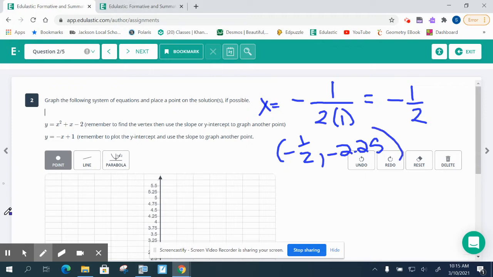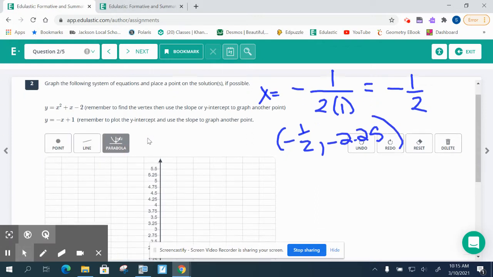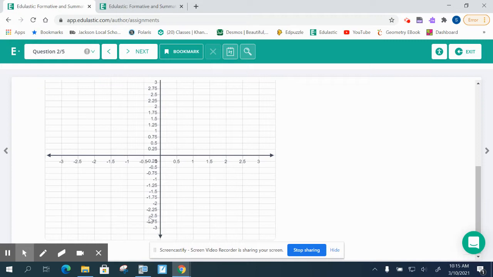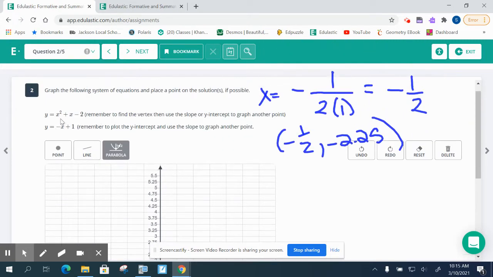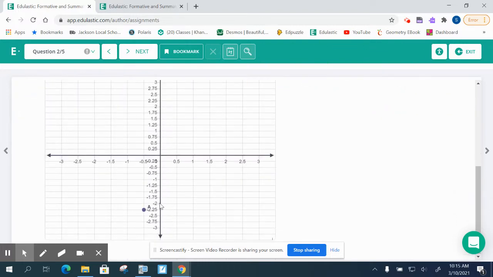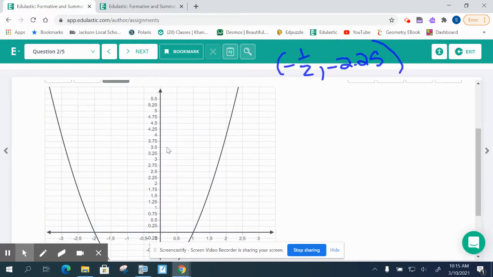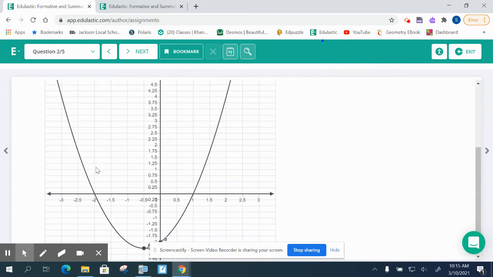So if I first plot my vertex, negative 1/2, negative 2.25, the next point that we could plot would be the y-intercept. And that would be at negative 2, which is the same thing as the c. All right, so there's the parabola.